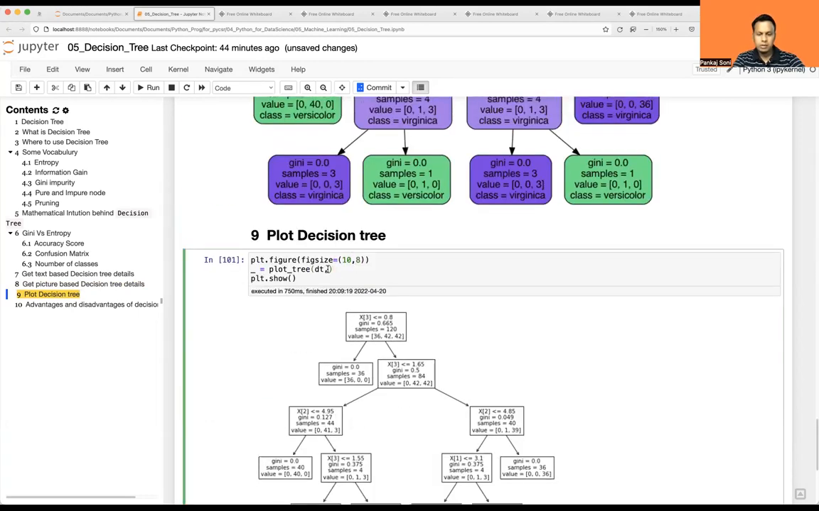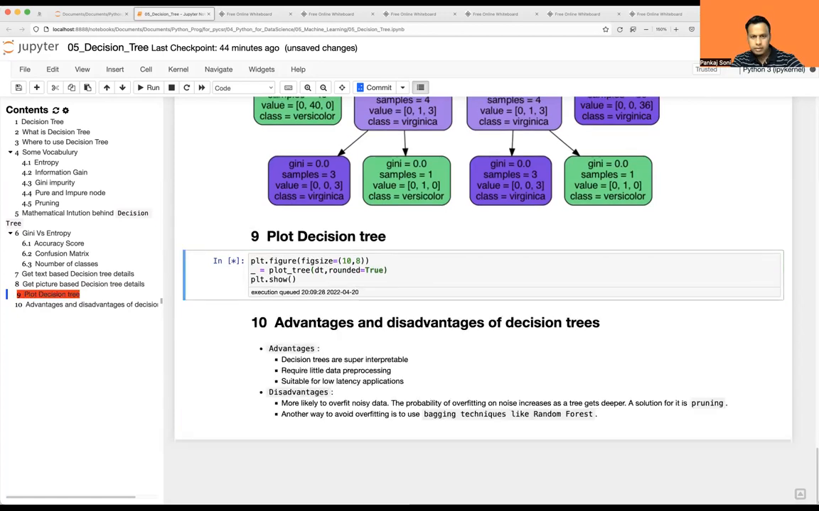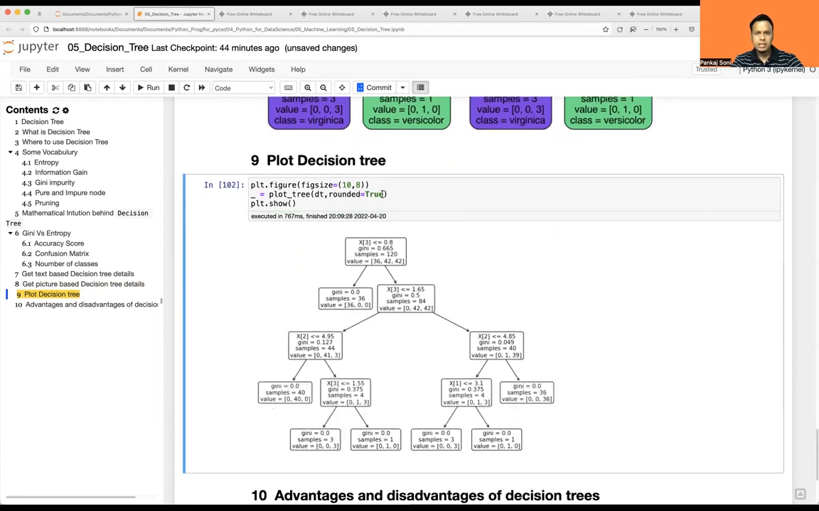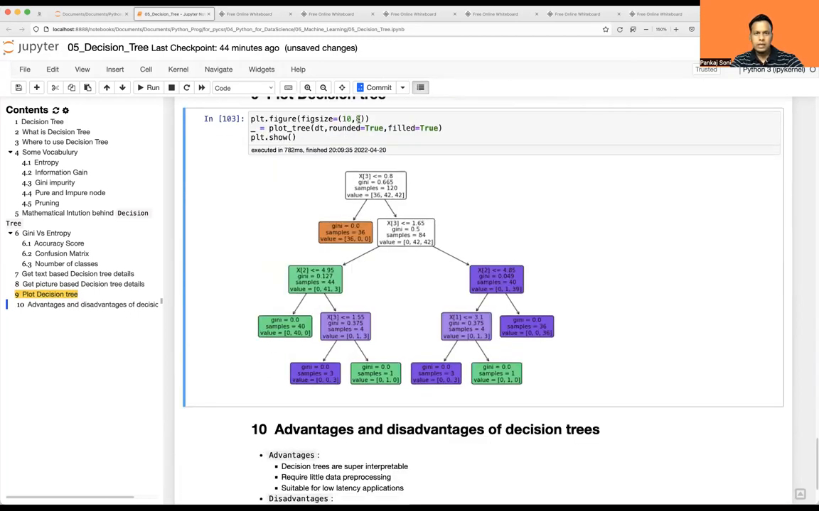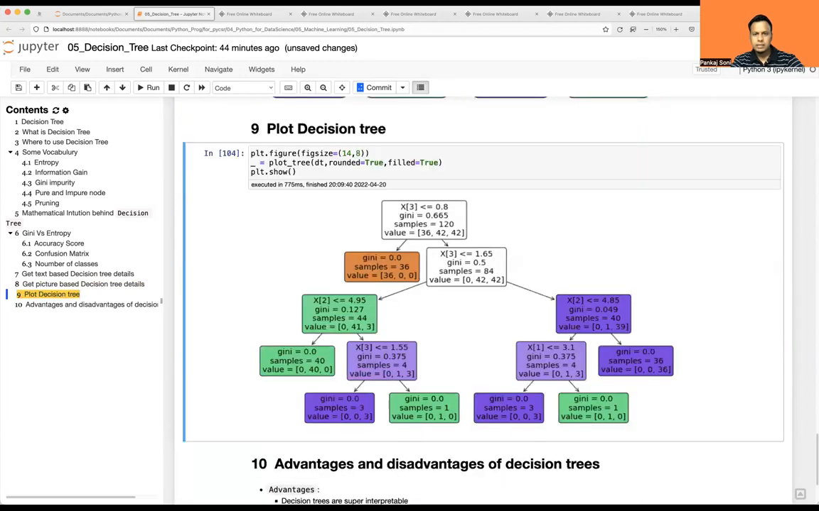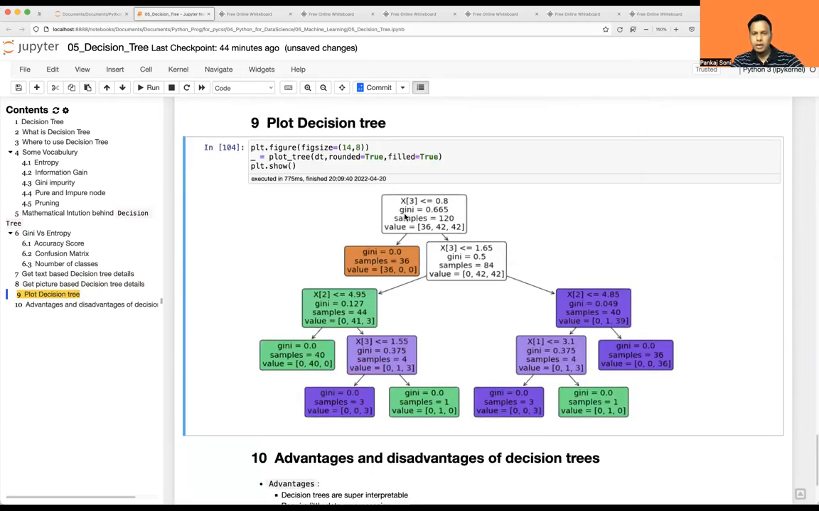And we have something called rounded equal to true to make the square boxes more beautiful. Then we have filled equal to true to make it more colorful. Okay, let me increase the font size to 14, much better. Now you see here, by default, if you don't put the classes, it's going to return X comma 3, because X is nothing but the total data set, and from that we are taking the third one.